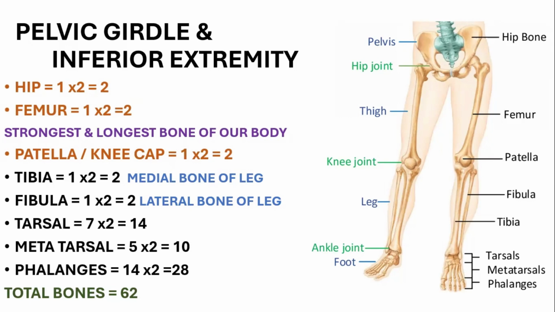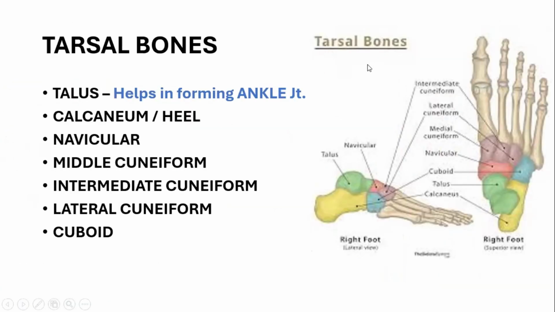So tarsal bones. We have 7 tarsal bones. Talus helps in forming the ankle joint. Very good question, very important question. Then the heel, also known as the heel bone or calcaneum bone, and the navicular bone. Then we have 3 cuneiforms: the medial, the intermediate, and the lateral cuneiform. And then there is the cuboid, because it just looks like a cuboidal bone. So we have 7 tarsal bones. As you can see here, all these are pointed out, and we have the metatarsals, 7 tarsal, 5 metatarsal, and then the phalanges. So it's all about the bones of the human skeleton.